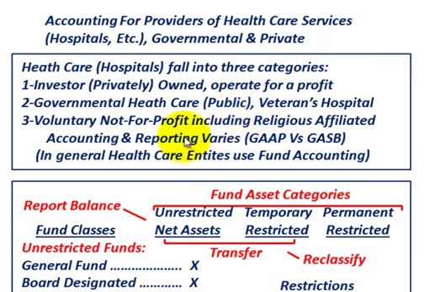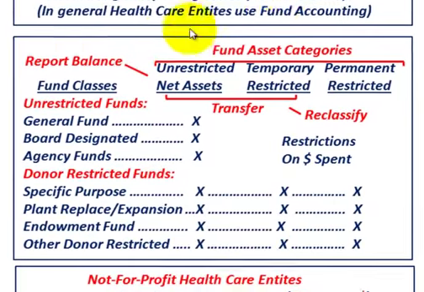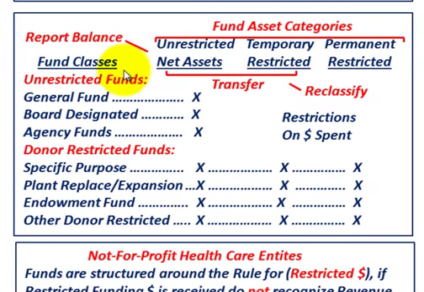Now, the accounting and reporting varies between GAAP here and GASB. But in general, healthcare entities and these hospitals that we're going to be looking at use fund accounting. And when we talk about fund accounting, we're talking about typical not-for-profit accounting or governmental accounting. Okay, so what we have to do here for these healthcare providers or these hospitals that we're going to be looking at, we're going to have to determine the different fund classes that we're talking about.